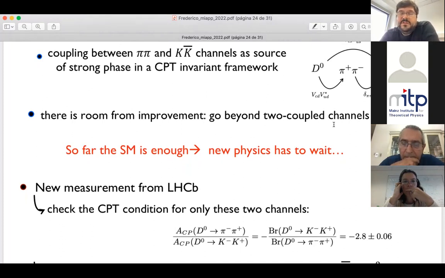Second point is that you sort of dismiss the four-body channels, but again, under the same logic, if you have a D naught to pi plus pi minus pi naught contribution, even though the scattering of this four-pion intermediate state to K plus K minus might be suppressed, the decay D naught to four pions is actually a percent. So it's two orders of magnitude larger than anything that you're considering here. So my point is that before the statement that the standard model is enough and new physics has to wait is made, probably other channels would also need to be considered.